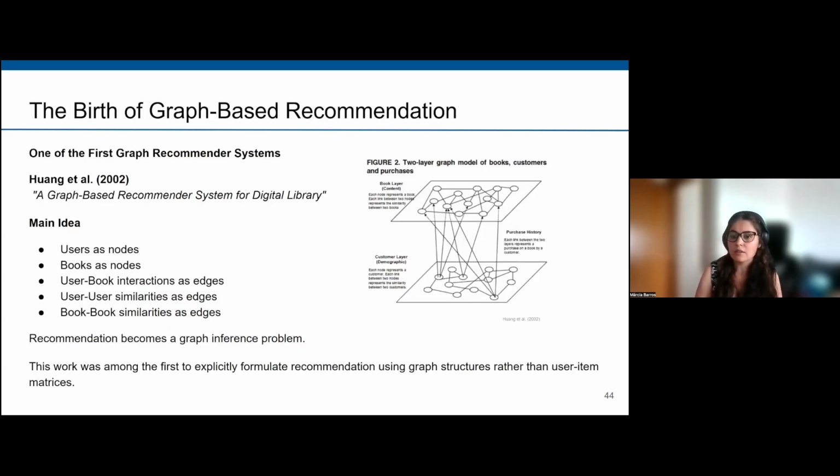As I was saying, one of the first graph recommender systems was this paper, a graph-based recommender system for digital libraries. The main idea here was to use users as nodes, books as nodes, user-book interactions as edges, user-user similarity as edges, and book-book similarity also as edges. And the recommendation becomes a graph inference problem, okay? I took a screenshot from the paper to show the simplicity of the first approach.